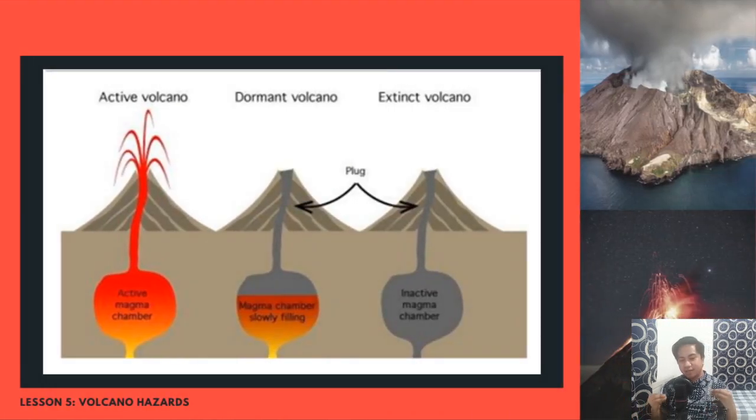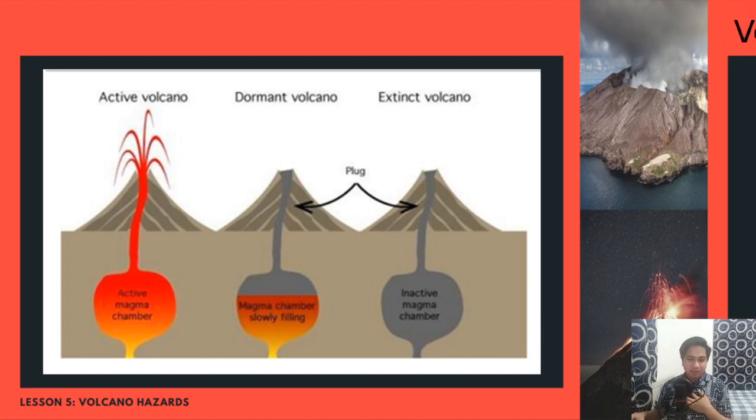So this is the physical feature of the different classifications of volcano. So as you can see, the active volcano has a more active presence of lava compared with your dormant, which has slowly filling presence of lava in the magma chamber, and it still has a possibility of exploding. And then we also have your extinct, in which there is no active magma chamber. So usually, there is a plug or presence of corroded lands within the volcano, especially if it is extinct or inactive. Okay?